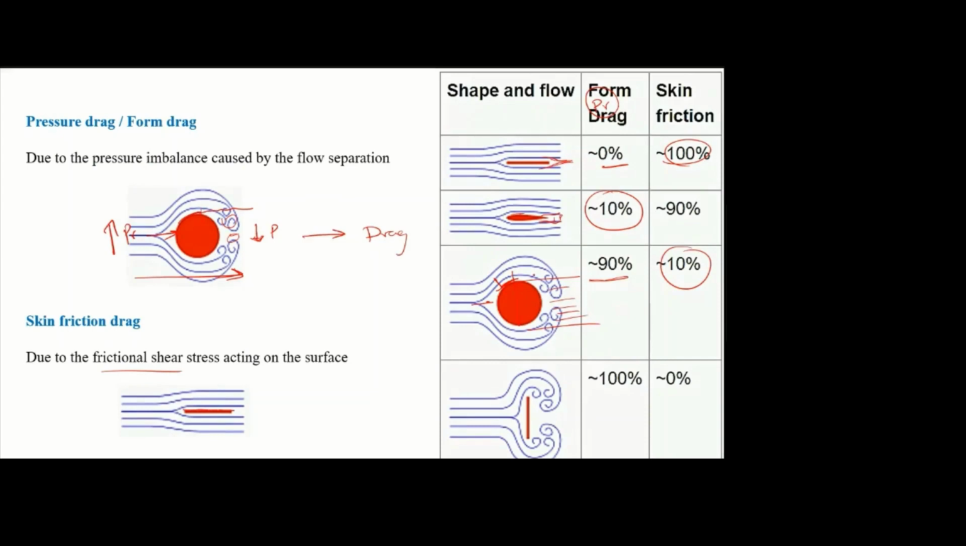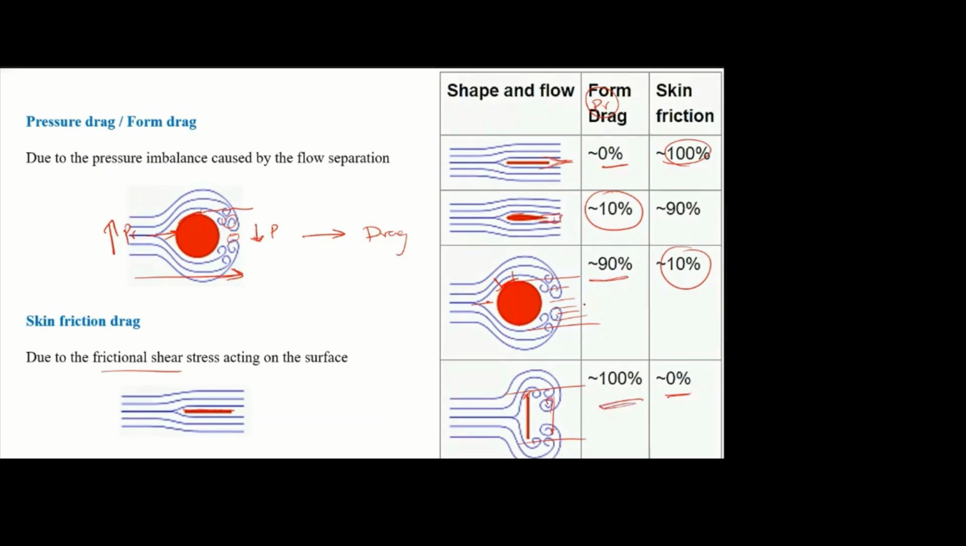And here you see it is completely separated. Only in this small region the flow may be attached, but it is not attached. Only in the corner it may be attached. So it is negligible. So skin friction is zero, and the drag is mainly due to the flow separation.